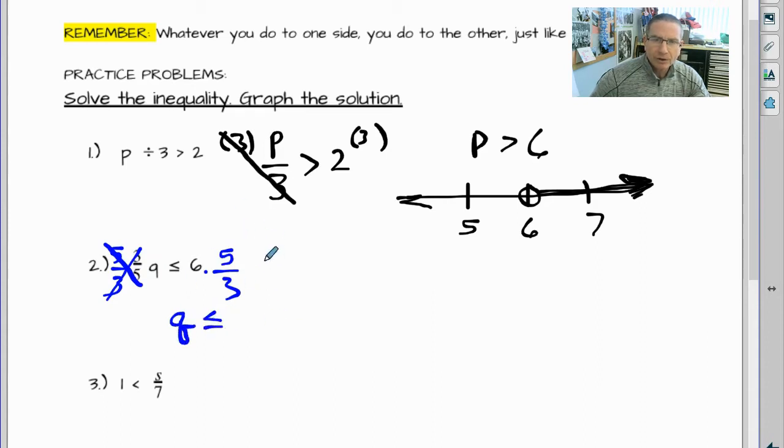less than or equal to. I don't have my calculator with me, so I'm going to go 6 times 5, which is 30. And I'm going to divide that by 3. So that's going to be 10.